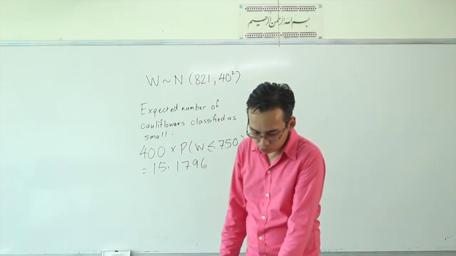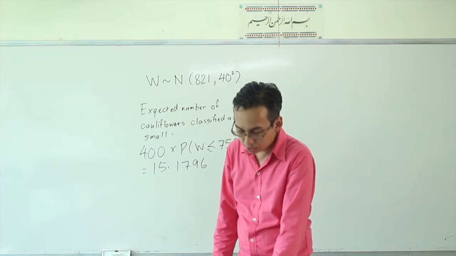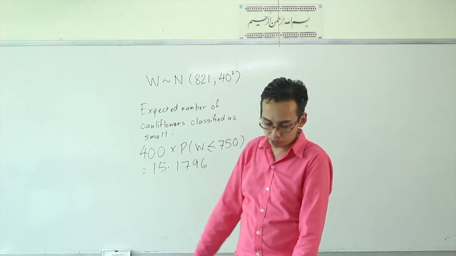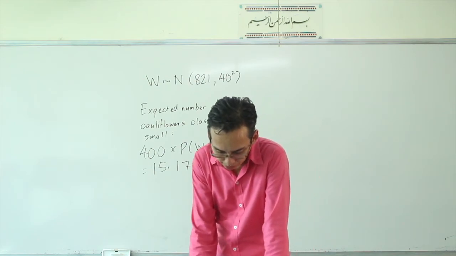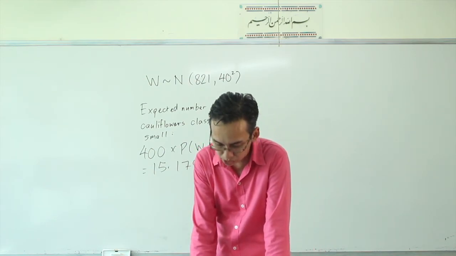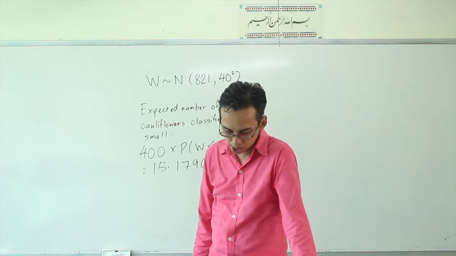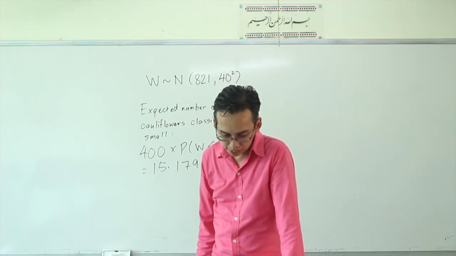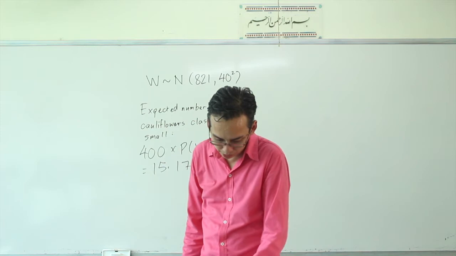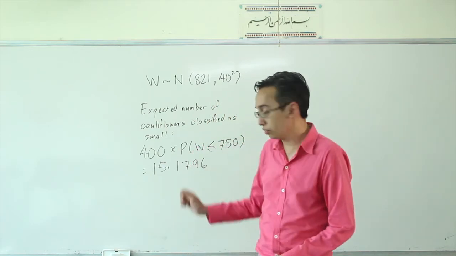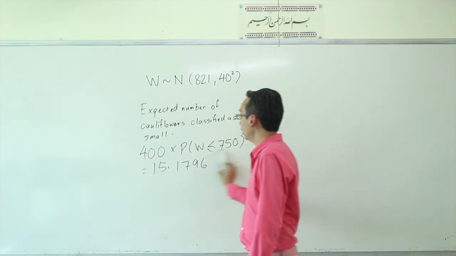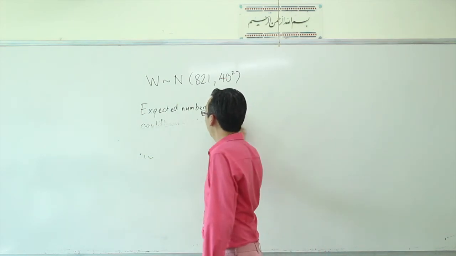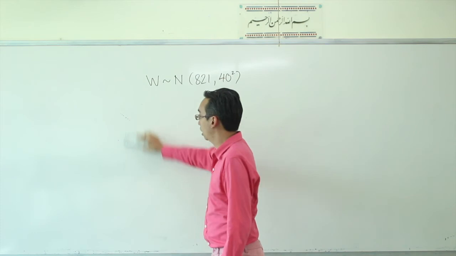Now we go on to part B. Now we have classified the small ones, we are going to classify the heaviest ones. The heaviest 8% of cauliflowers are classified as oversized and repackaged. Find the range of weights of cauliflowers classified as oversized. I'll erase this first. Now we are doing the oversized one.